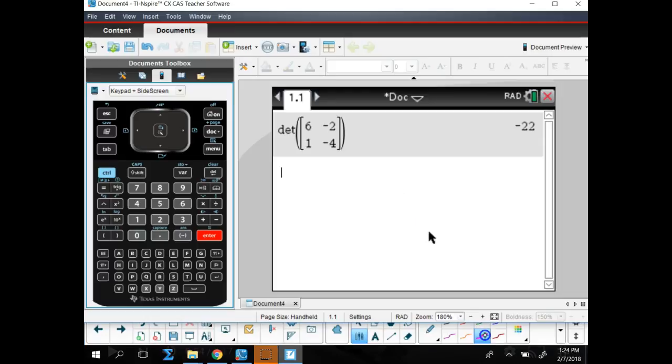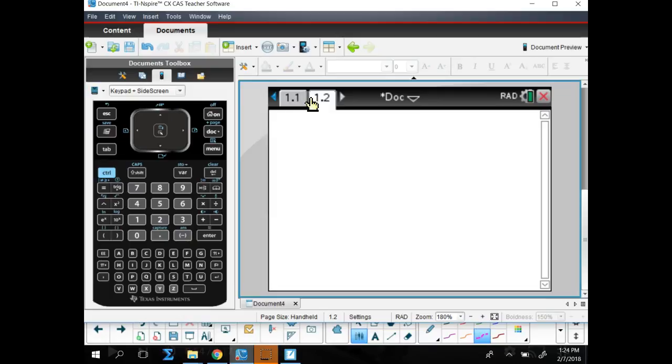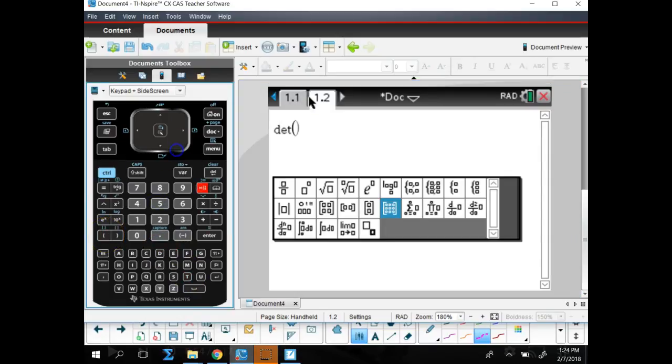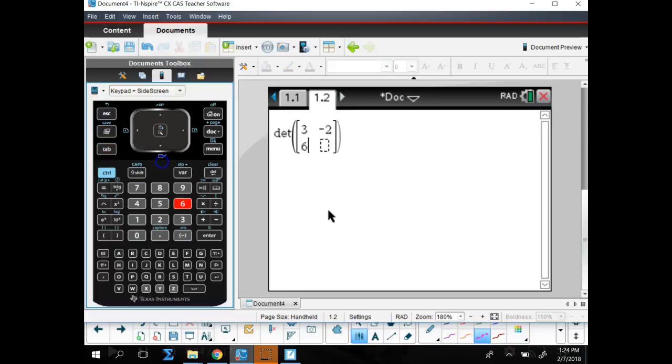Verifying that on the calculator, DET of my 2 by 2 matrix, and that was 3, negative 2, 6, and 1.